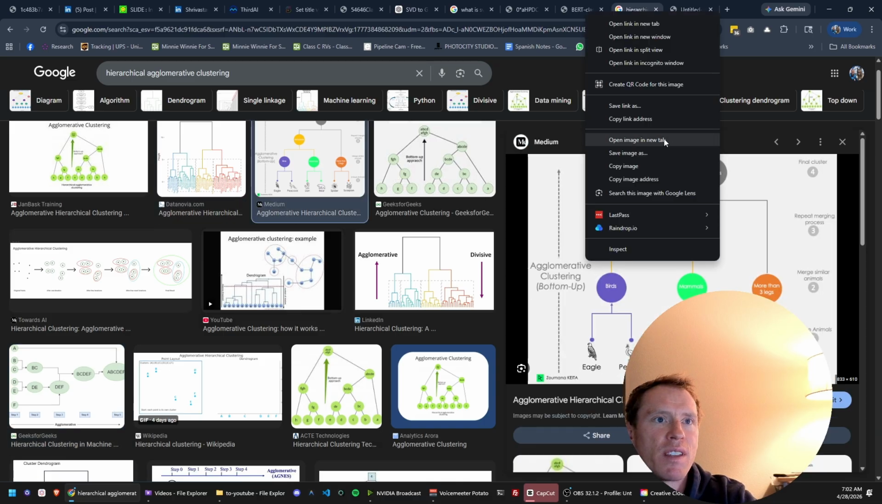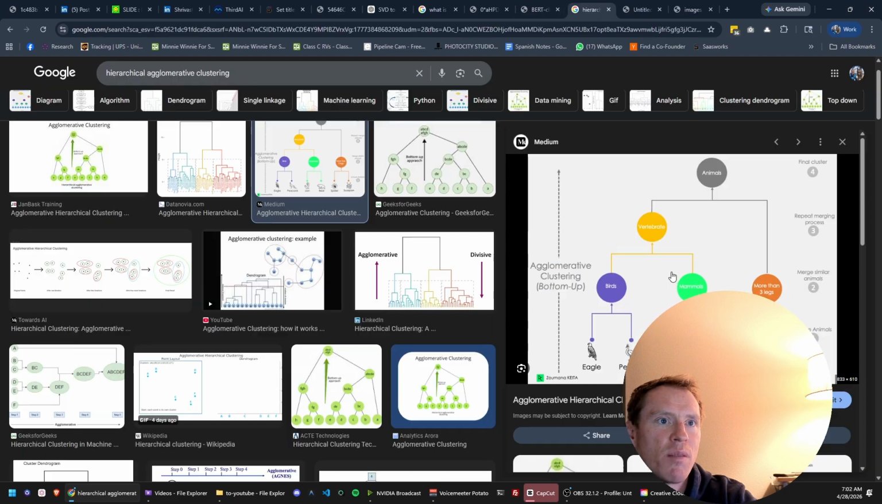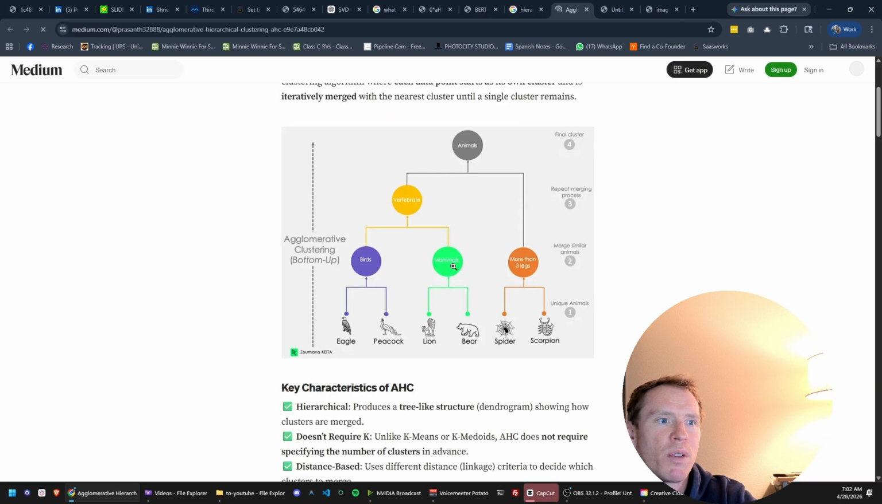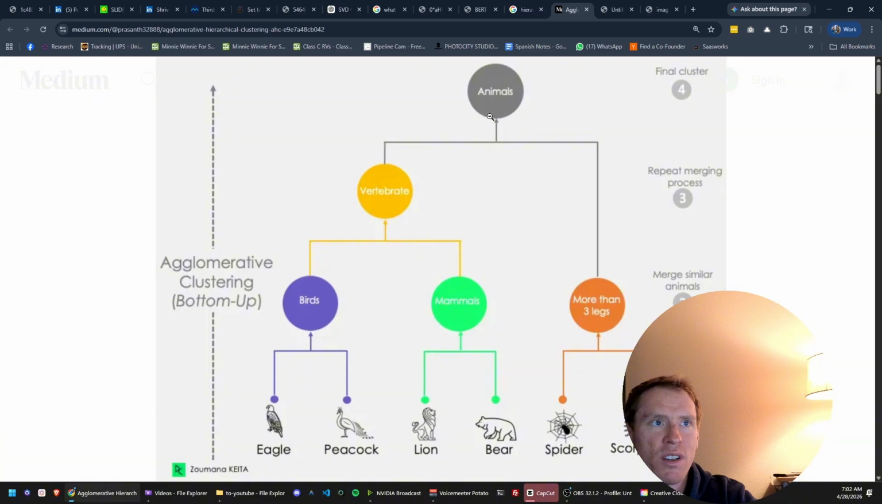Here, this is the example I believe I had used, but it's just not a very good image. Let's pull this open. Okay, cool. So you can see here, you can cluster and say animals at the top. You could drill into that and talk about just vertebrates. You could drill into that and talk about birds, or talk about mammals. Or you could talk about the individual members within those families, if that makes sense.